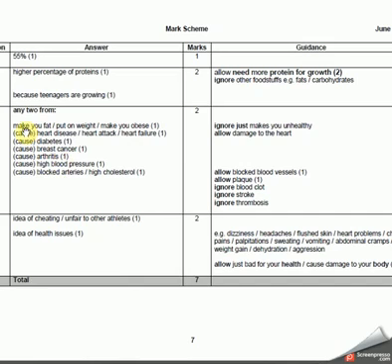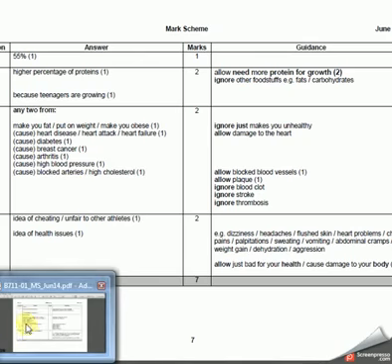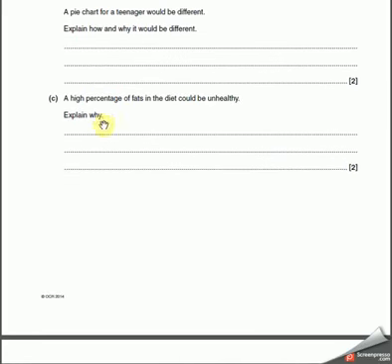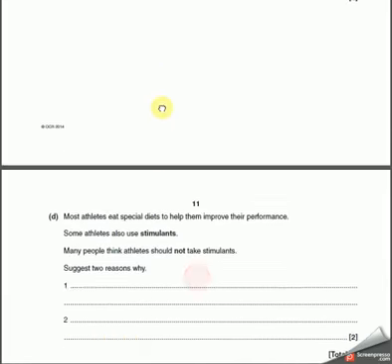So what does it say? Makes you fat, put on weight, makes you obese, heart disease, heart attacks, diabetes, arthritis, high blood pressure, high cholesterol. There's loads of things you can put down about gaining weight. So there you go. Or a high percentage of fat: heart disease, high blood pressure, build-up of cholesterol.